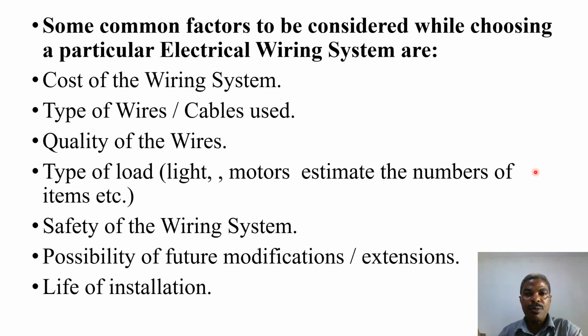Some common factors to be considered while choosing a particular electrical wiring system are: the cost of the wiring system, type of wires to be employed, quality of wires to be employed, types of load such as light and motor, estimate the number of items that will be involved, safety of the wiring system, possibility of future modification such as extension of the room of the house, and life of installations.